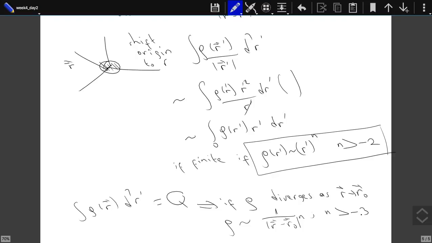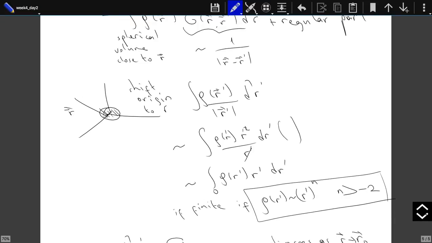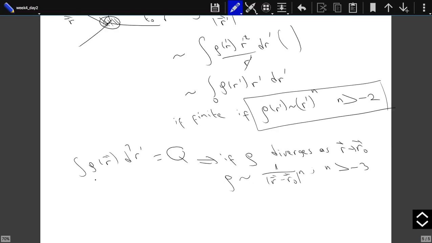There are still values for n between minus 3 and minus 2, in which the total charge will be finite, but the potential will diverge at certain points. We already know one example, the Dirac delta. If you have a point charge inside your volume, the total charge is finite, but at the position of your charge, where rho is divergent, the potential is divergent. But that's also fine. A point charge has a divergent potential at its position.